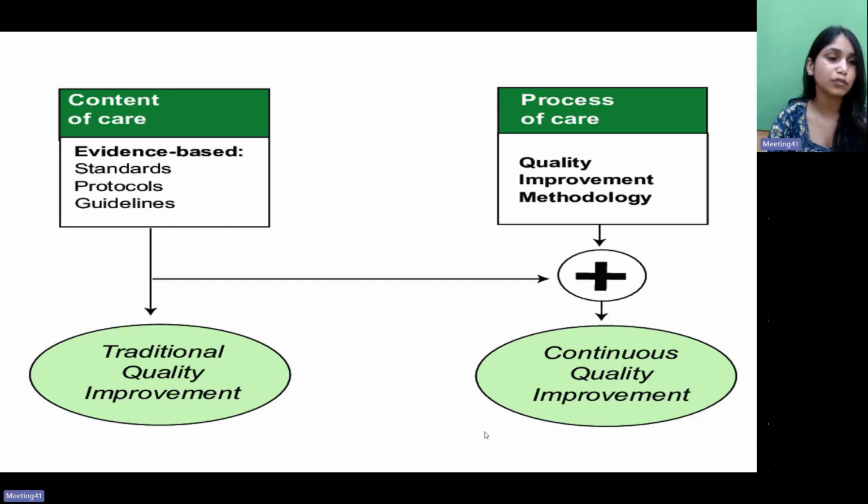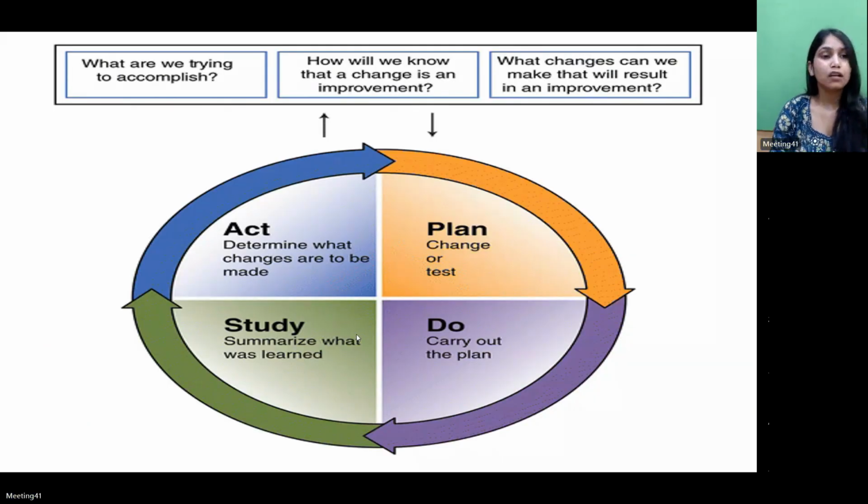Traditional quality improvement. Now here, when we are doing it, what should we keep in mind? What are we trying to accomplish? First of all, we should be aware of what we are going to do, what we are trying to accomplish, right?